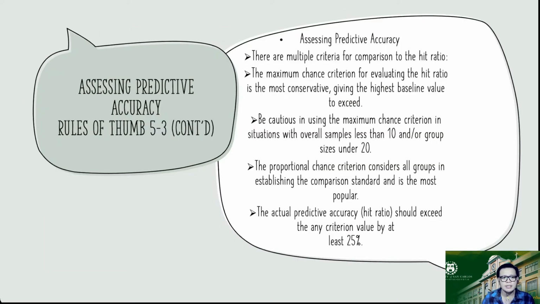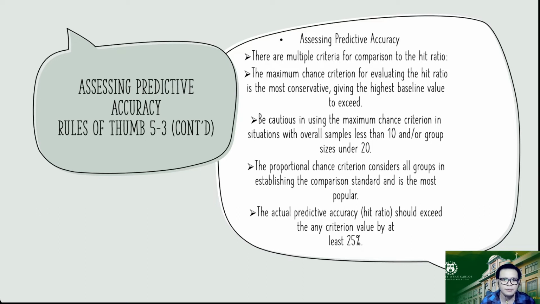Assessing predictive accuracy, which is a rule of thumb, still a continuation. There are multiple criteria for comparison to the hit ratio, and the maximum chance criterion for evaluating the hit ratio is the most conservative, giving the highest baseline value to exceed. Be cautious in using the maximum chance criterion in situations with overall samples less than 10, or group sizes under 20. It's very important that there is a proportional chance criterion considering all groups in establishing the comparison standards, and it is the most popular.